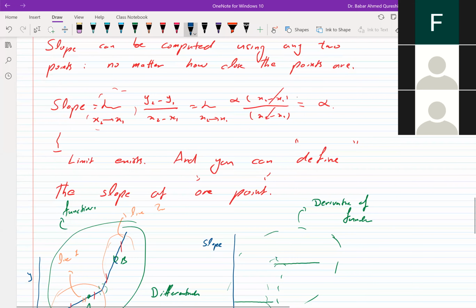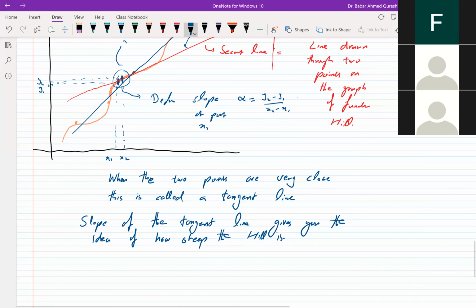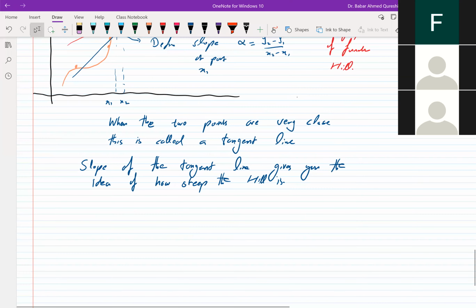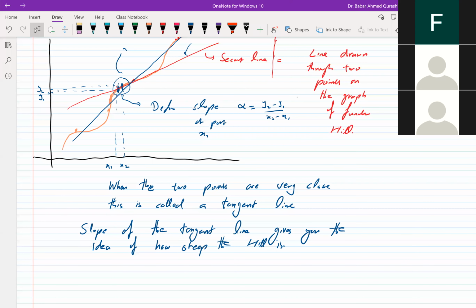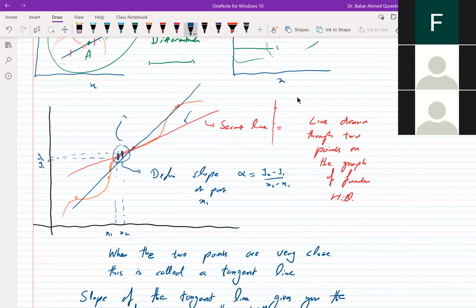Ali Hussain. Sir, मुझे ये समझ आ गया कि the tangent is the gradient at a specific point, लेकिन I still don't understand secant line क्या थी. Secant line is any line drawn through 2 points on the graph of a function. So if I take these 2 points, this blue line would be secant. If I take these 2 points, this line would be secant. When the points become very close, then the secant becomes the tangent. Got it. Thank you, sir.